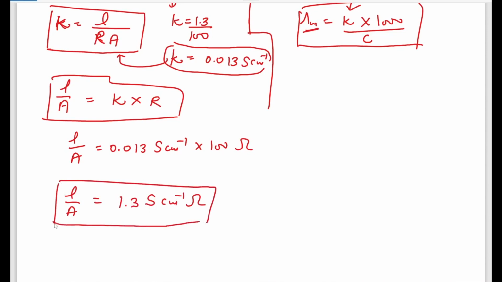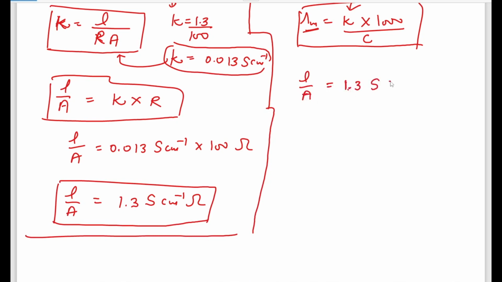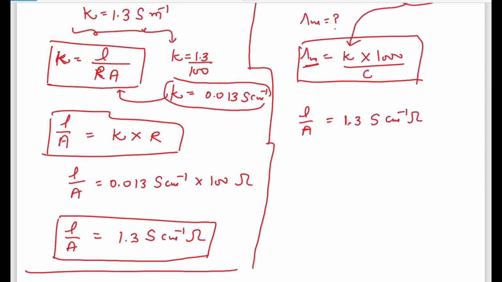Now this value of cell constant, that is L over A, we will use to find the specific conductance of this solution. Okay, now come to this side. So we have found the value of L over A, that is 1.3 per centimeter. Now kappa to find here, specific conductance, that is L over RA. So fill the value here. L over A value is 1.3 per centimeter, and in this case the value of R is 500 ohm. Clear?